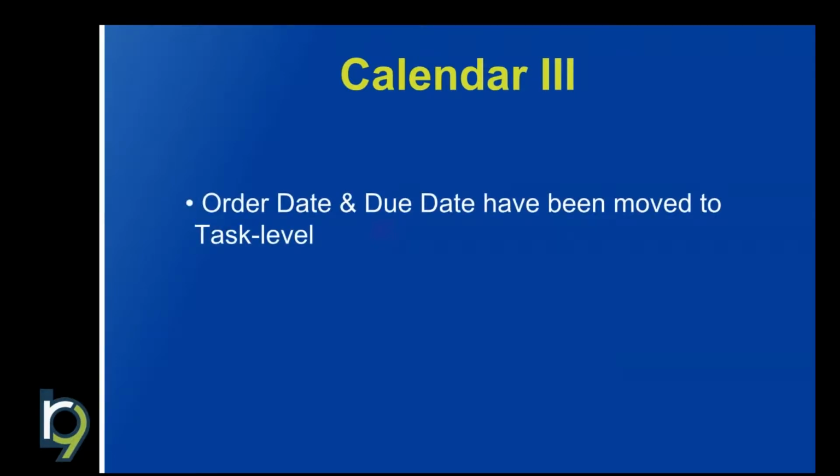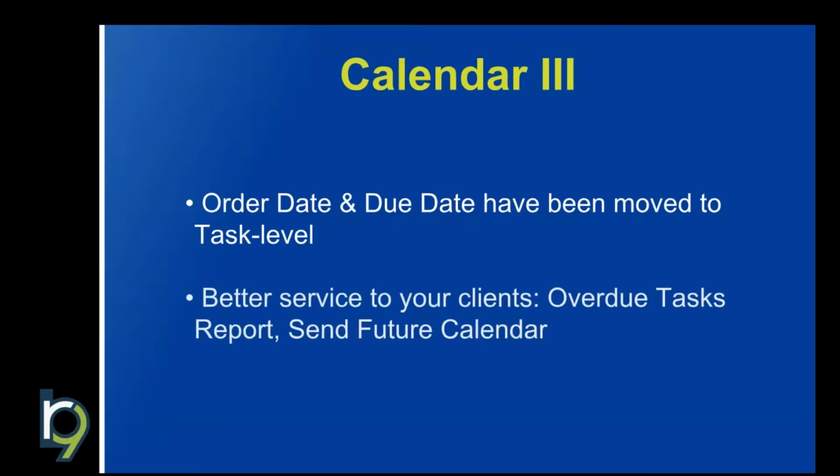Okay, so with the addition of tasks in RB9, the order date and due date have been moved to each task. This lets you track each task and make sure things are being completed in a timely manner. You now have the ability to send assigned resources their overdue tasks report, and you can also send clients their future job calendar, and we'll take a look at these two.